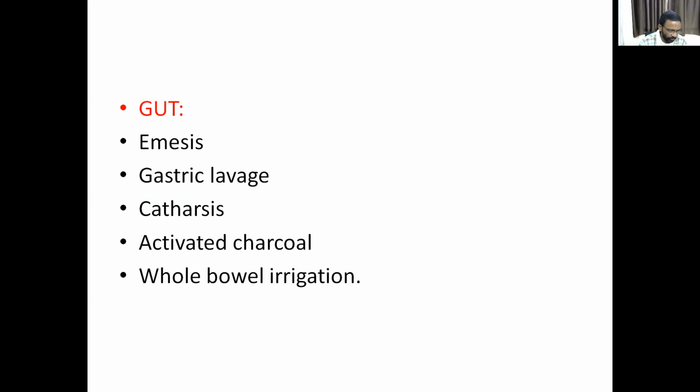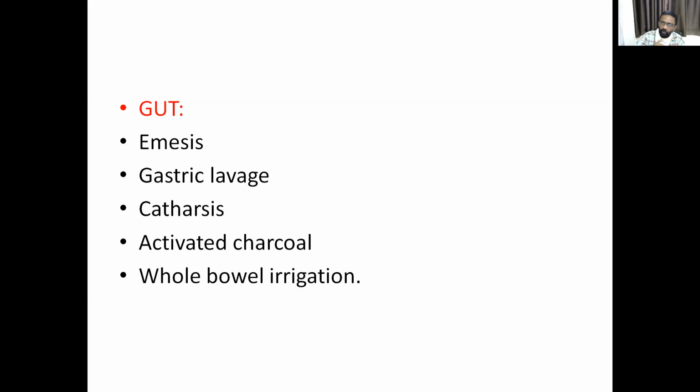These are the methods of removal of the poisonous substance from the intestine, which enters the circulation through the GIT. Ingested poison: treatment should be removal of the poison. In our Narayan Reddy textbook, the treatment of poison is stabilization, ABCD resuscitation, and removal of the poison.